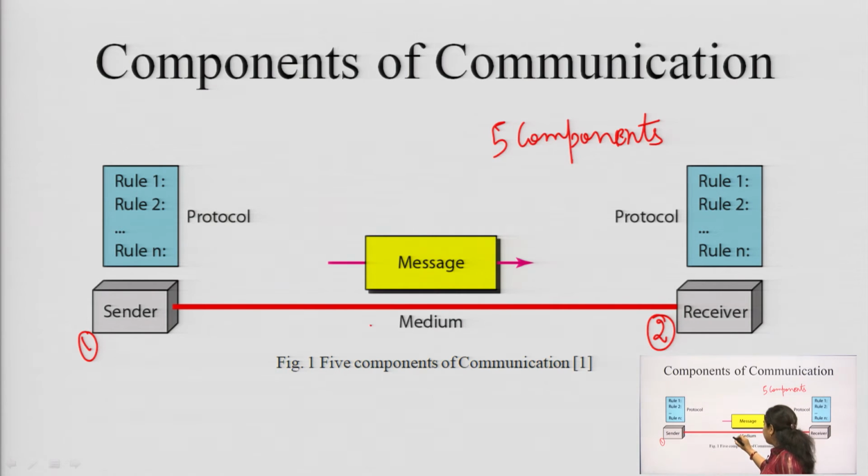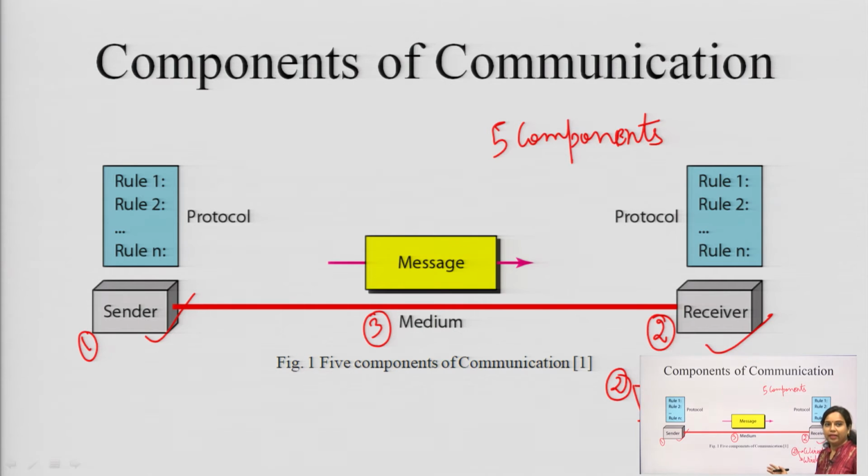Now, the third component is the medium. What is a medium? As you can see from this diagram, there is a red line, or a connection, set up between the sender and the receiver. The medium is the link that has been set up between the transmitter and receiver, or the sender and receiver. There are basically two types of mediums: wired and wireless.